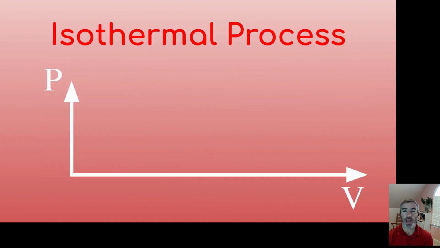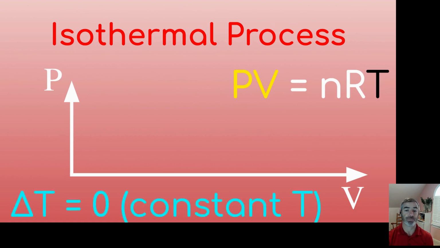So let's go through some vocabulary first. We're going to start with an isothermal process. If we break that word down, thermal usually has to do with temperature, and in this case it does. So temperature is what's going to be constant in this case, where pressure and volume are going to change. So what does an isothermal process look like?